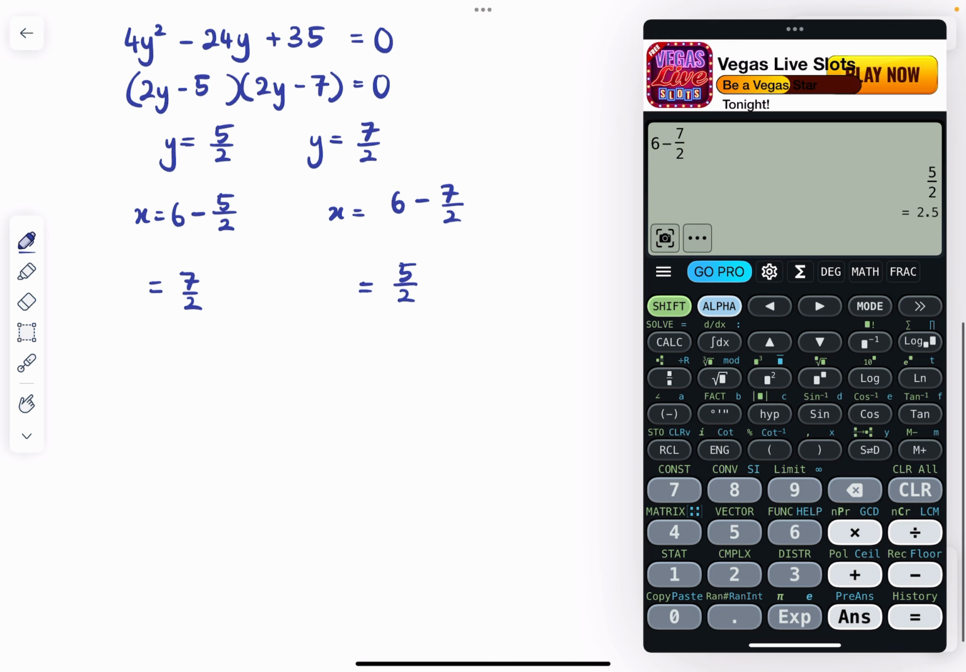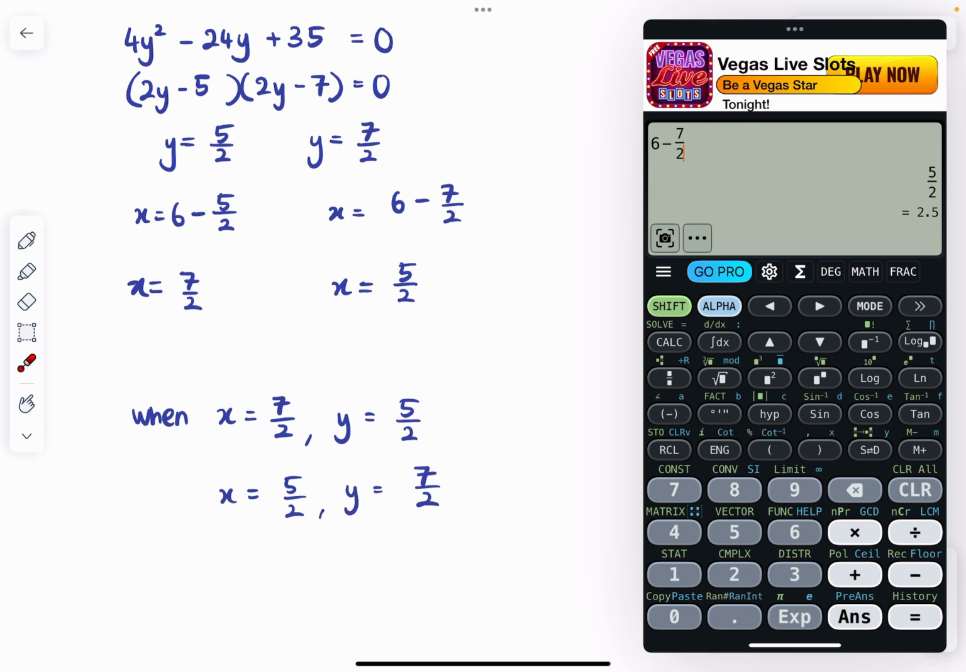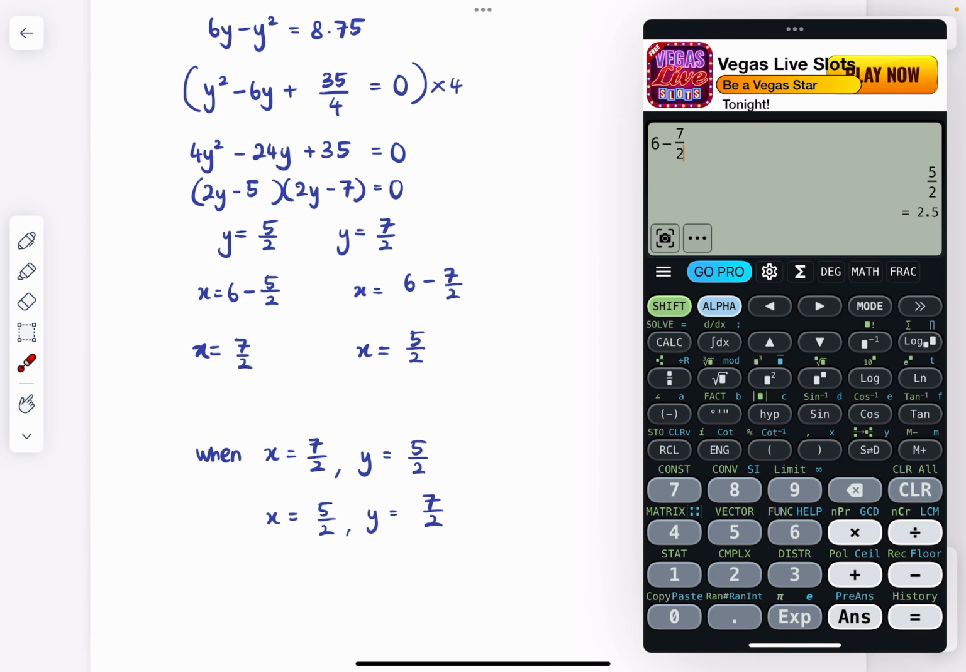So we can say when x is 7 over 2, y is 5 over 2. When x is 5 over 2, y is 7 over 2. Okay, 5 over 2, 7 over 2, 7 over 2, 5 over 2.